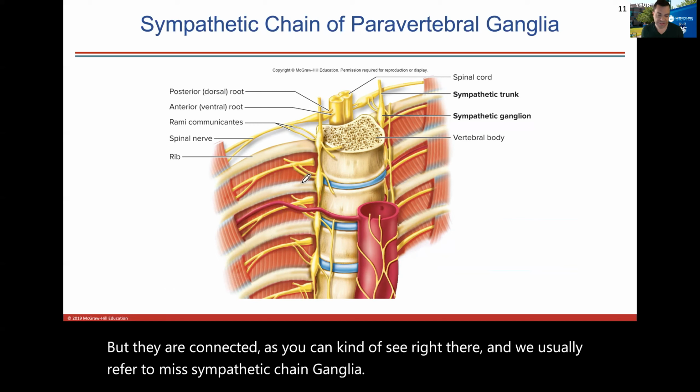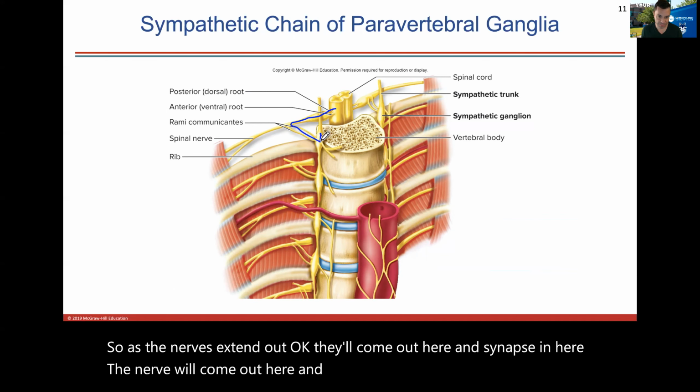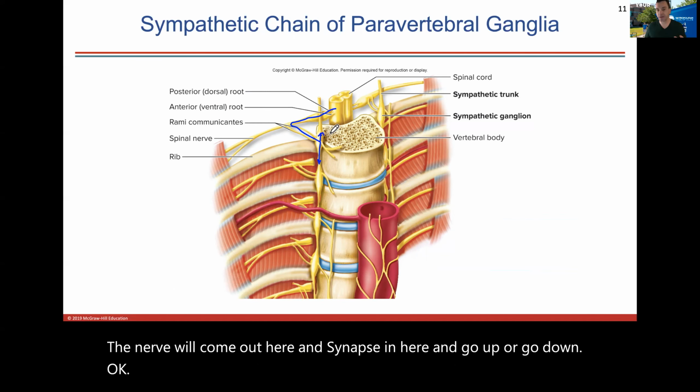So as the nerves extend out, they'll come out here and synapse in here. The nerve will come out here and synapse in here and go up or go down. So that's the great thing about these ganglia. Everything's connected. Everything is connected in this thing.